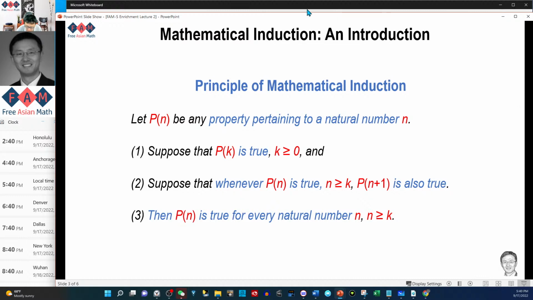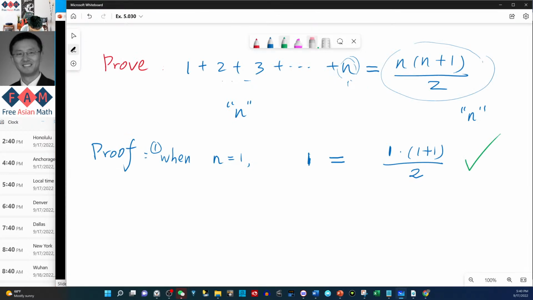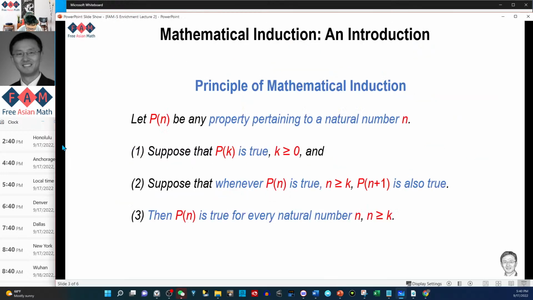Now, the next step is our induction step. Sorry, the second step is that we want to show when n equals some general natural number that is at least k, greater than or equal to 1. So we assume this is true, right? We want to show Pn is true. This is the hypothesis in this one.